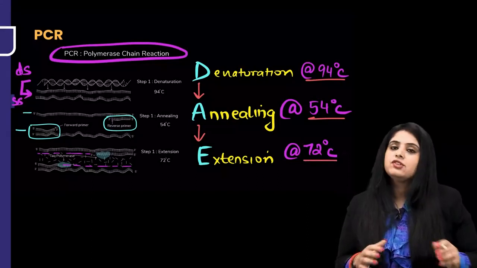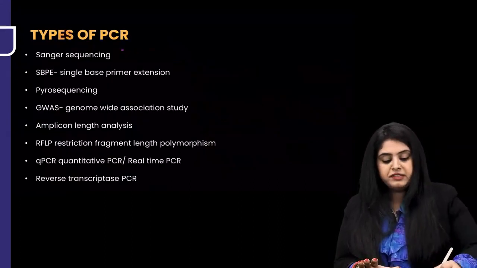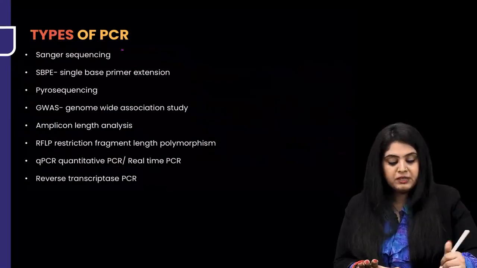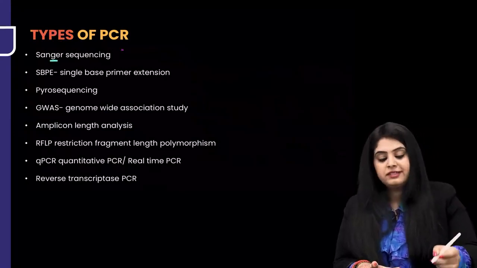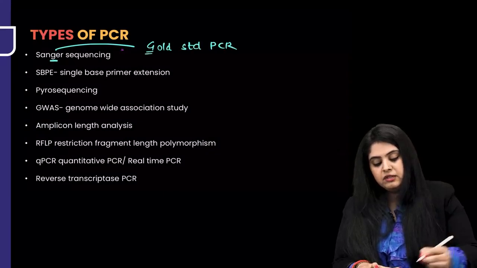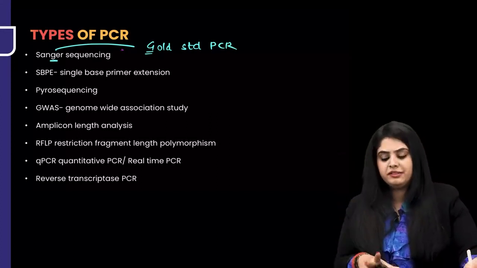But this was just a general PCR. There are lots of PCRs that you have to know in the exam. What are the types of PCR? So please note, Sanger sequencing has the G in it. So that is going to be the gold standard PCR. What I'm telling you, DAE and all, gold standard PCR.